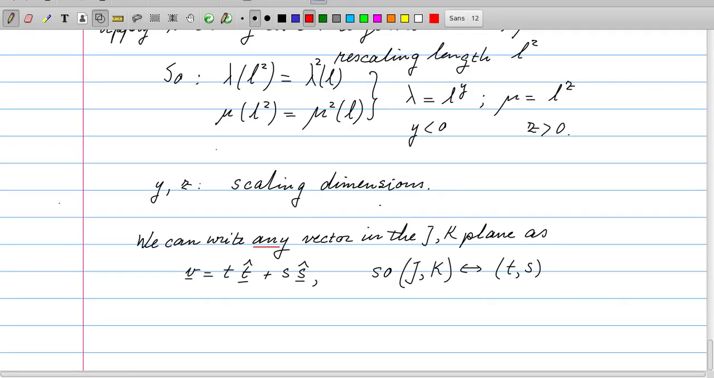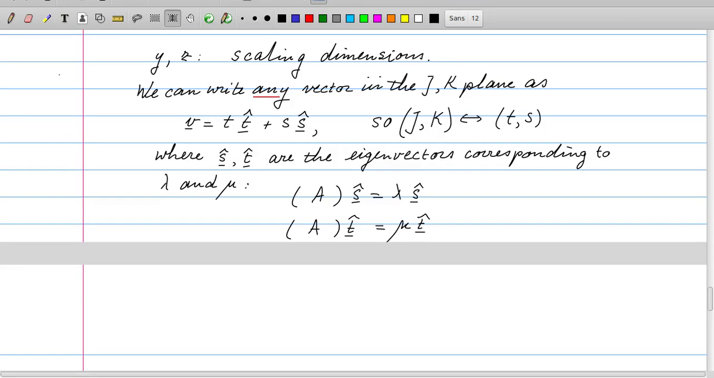In other words, we can write any vector in the JK plane, and in particular the vectors close to the fixed point, as v vector equals t times t hat plus s times s hat, because the two eigenvectors form a basis. And so we can at will switch from the representation JK to the representation ts, where t and s, not being vectors, are just the coefficients of this expansion. And just as a reminder, s hat and t hat are the eigenvectors corresponding to lambda and mu, the two eigenvalues of the matrix A.